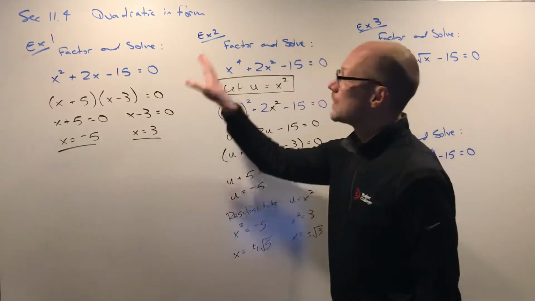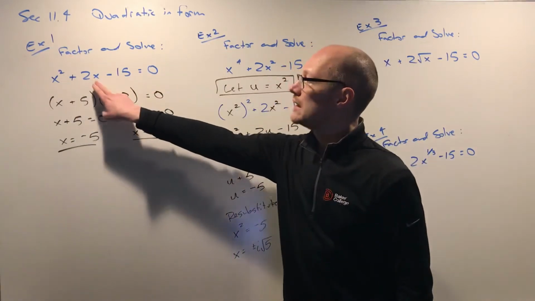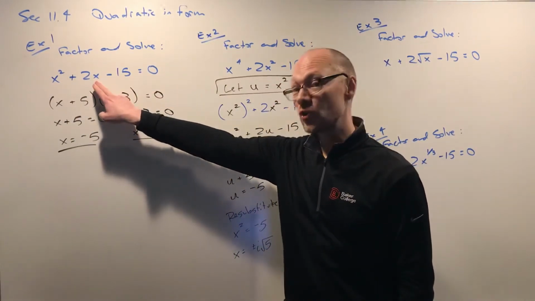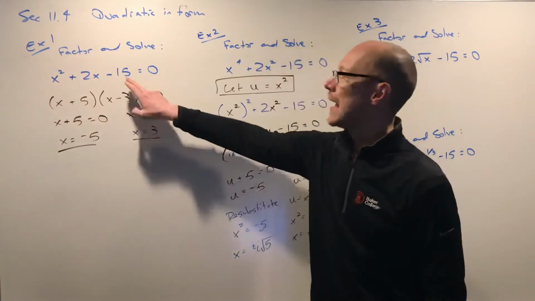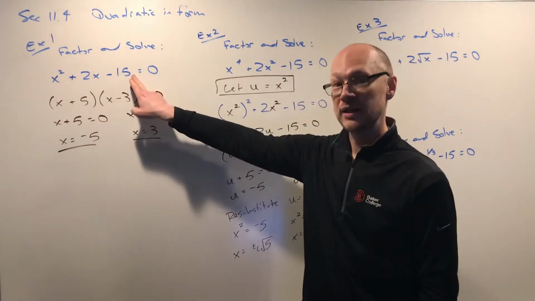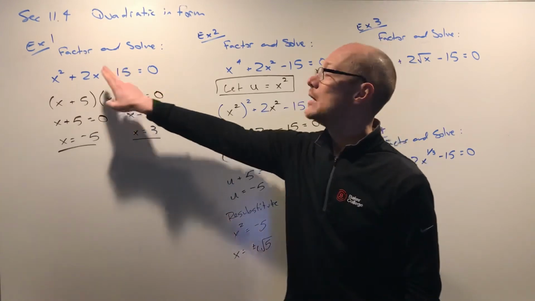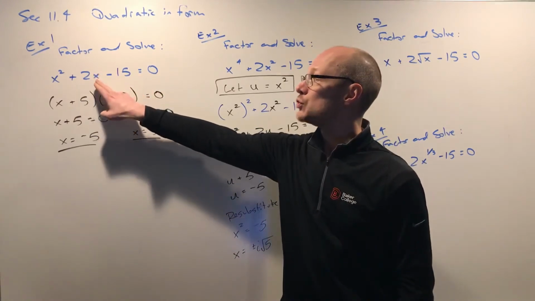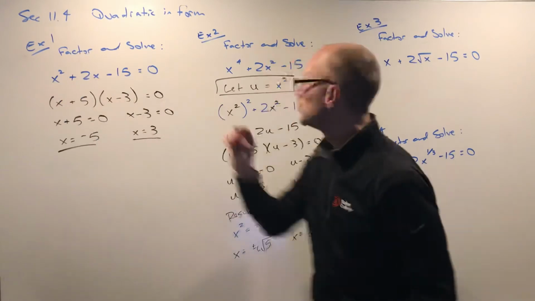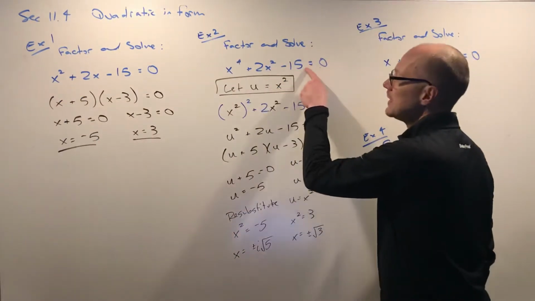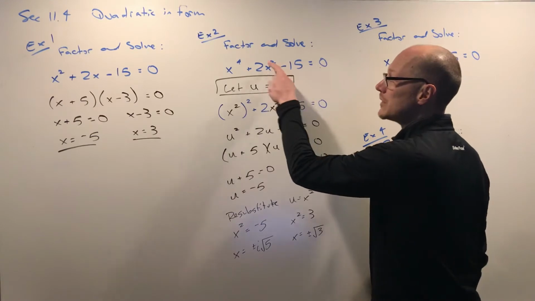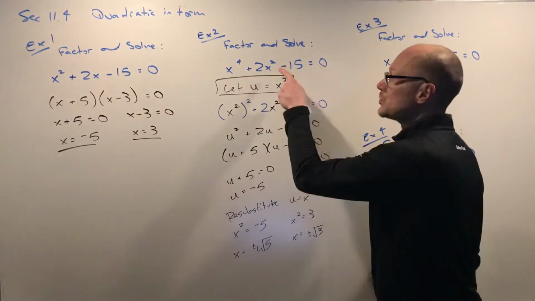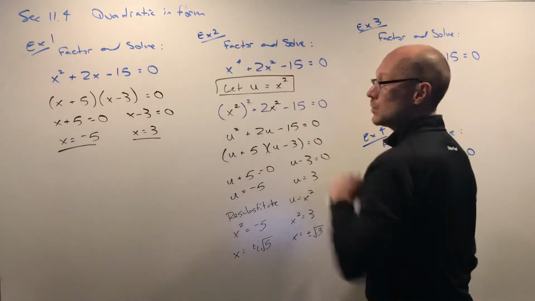For instance, this thing right here, when squared, becomes this. There's nothing here, there's something here, and when you square this, you get this. When you square x squared, you get x to the fourth.